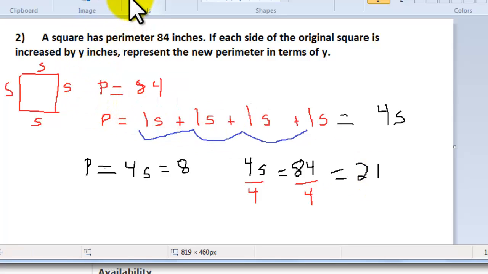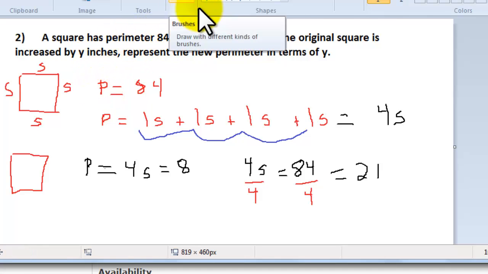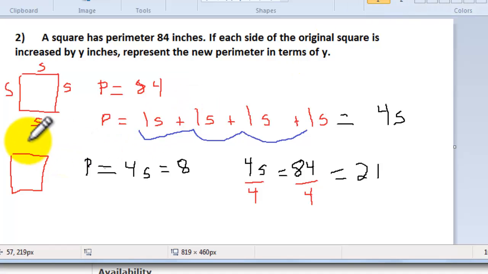So let's redraw our square. Well, not our new square, they're telling us a square has a perimeter of 84 inches, which then we figured out means that each side is 21 inches. That's not the whole problem. That's just taking a sentence from the problem and getting important information from it using that sentence. So we can figure something out, basically.